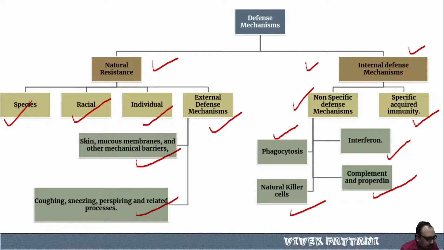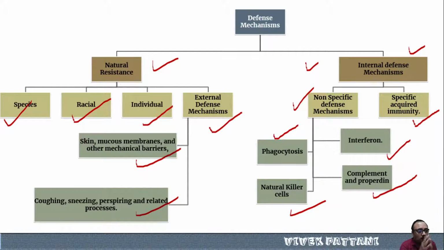The first one involves species resistance. And what does species resistance involve? This resistance to infection varies with the species of animal or plant, but it may also be confined to humans or animals.